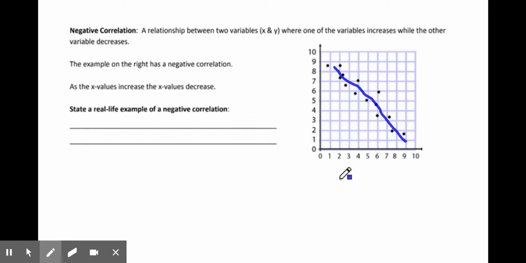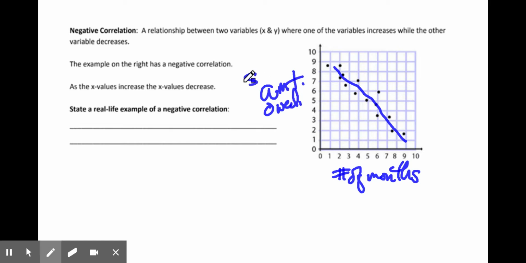So a good example of this would be, let's say you owe somebody some money and you pay them back, or you have a car loan. So let's say this is the number of months on the x-axis and the amount owed, money, on the y-axis. If you're paying off that car loan, as the number of months go on, the amount that you owe decreases. So the more months you pay, the less money you owe. So that's an example of a negative correlation.